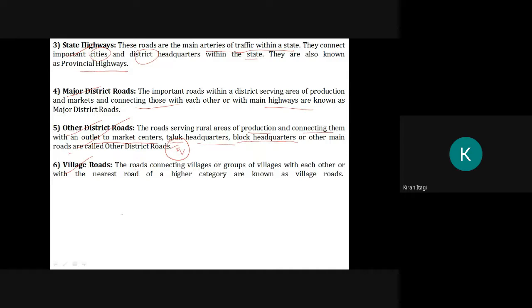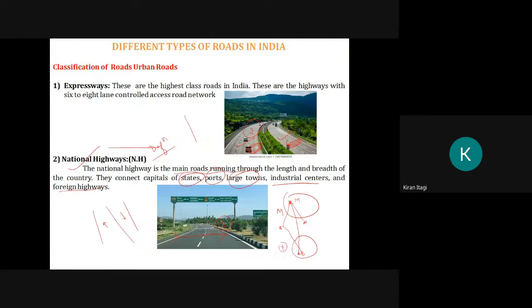Village roads connect from the village to the taluka. The roads connecting a village or group of villages with each other, or with the nearest road of a higher category, that means the other district roads, are known as the village roads. So from an offline point of view, just remember the definitions of the different types of roads.